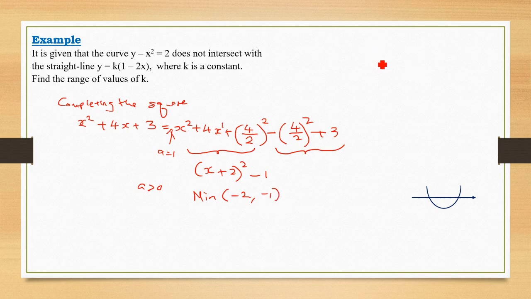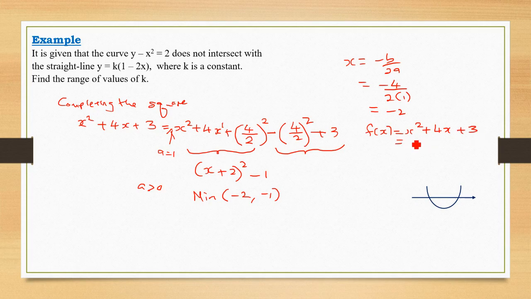A student just now asked, can we use the second formula I taught you? Yes, you can. If you are using this formula, your b is 4, so you have negative b over 2a, and your a is 1. So you will still get negative 2. Your x value will be the same. How to find your y value? Put it back into this function. Your function is x squared plus 4x plus 3.